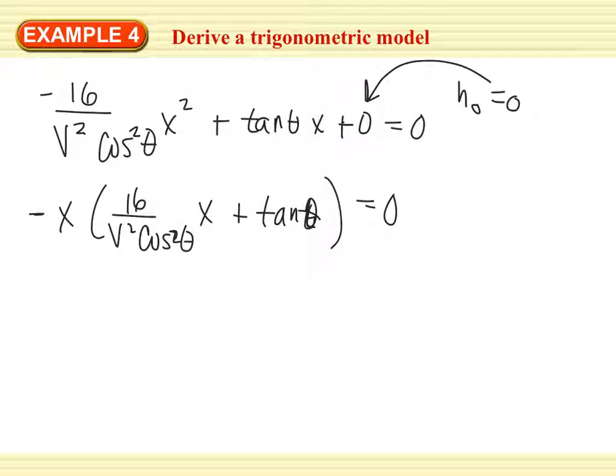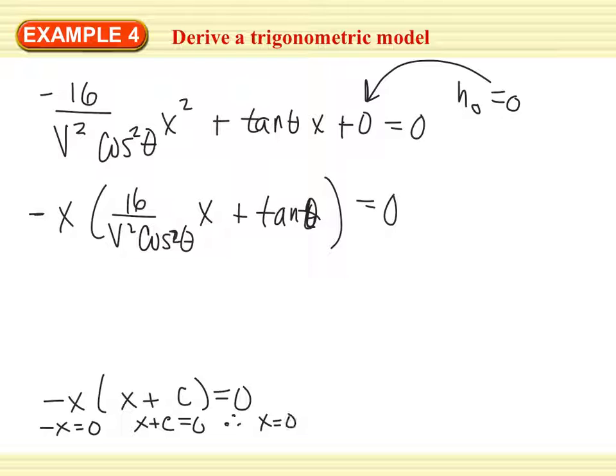If you remember, when we first started learning about polynomials, if I had negative x and then x plus, I don't know, some constant equals 0, I would know that negative x equals 0 and then x plus a constant equals 0. Therefore, x equals 0 and x equals negative c.